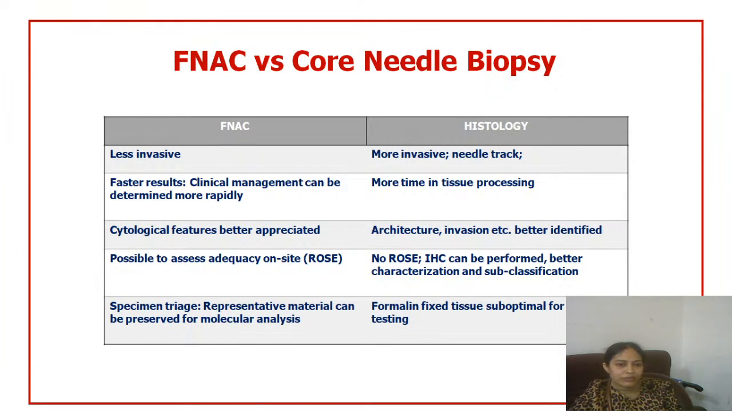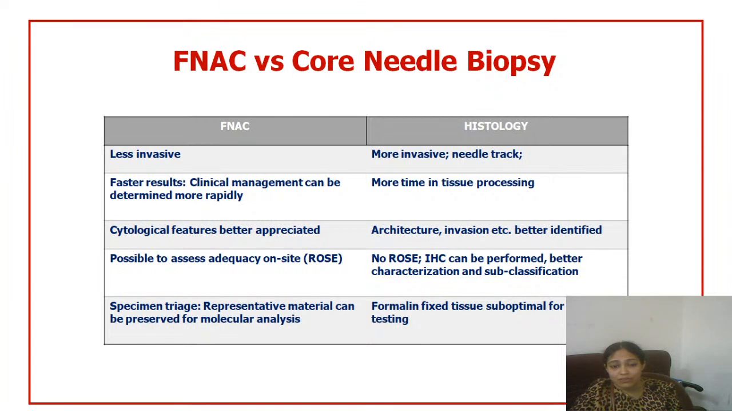The FNAC gives you faster results, and clinical management can be determined rapidly. You can get an FNAC result on the same day. The cytological features of the cell, whether the cells are benign or malignant, what kind of cytoplasm they have, what kind of nuclei they have, how the chromatin looks, that is better appreciated on FNAC, whereas on histology you can see the architecture, the maintained lobular architecture, the loss of architecture, architectural patterns, invasion are better seen on histology.